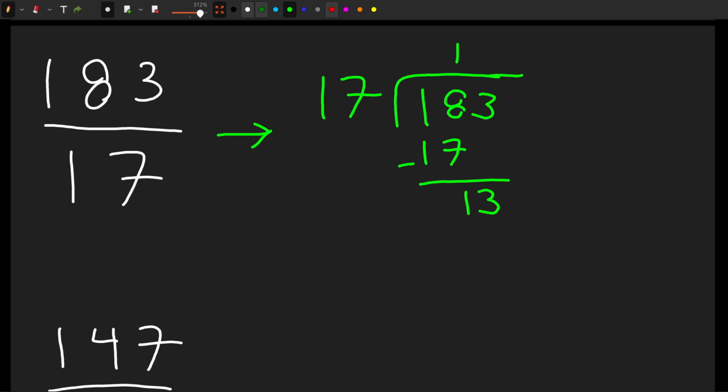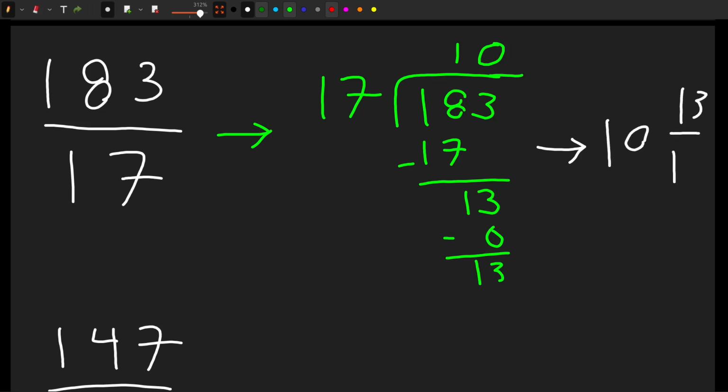Now, here's where you have to do something interesting. We still have 13. We don't have any other numbers besides the 3. So we have to bring down the 3 and we have to say, how many times does 17 go into 13? Well, it goes in 0 times. And then from there, we stop. 17 times 0 is 0. Subtract that out, still left with 13. So in this case, our answer becomes 10 and 13/17.